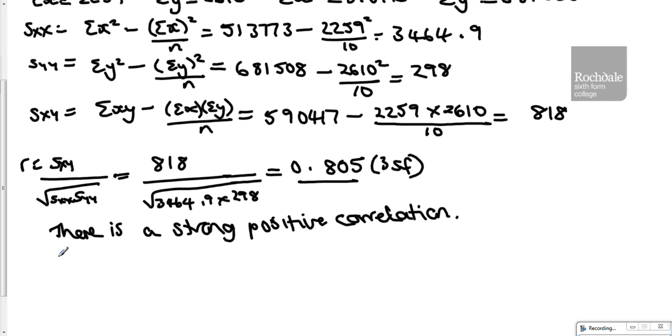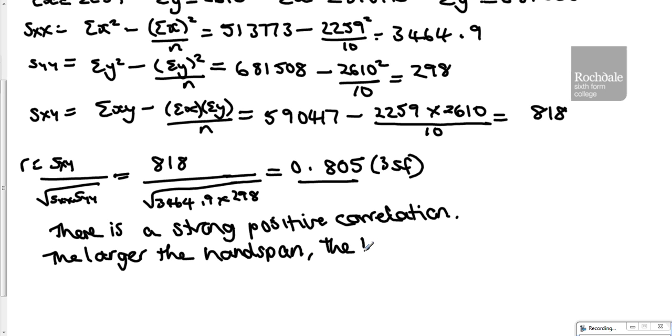The interpretation means, well, x was hand span, so the larger the hand span, y was foot length. So the larger the hand span, the larger the foot length. Or you might say, as hand span increases, foot length increases. So that's a general pattern, and I would say that's probably true of most humans. The bigger your hands, the bigger your feet. A fairly strong link.